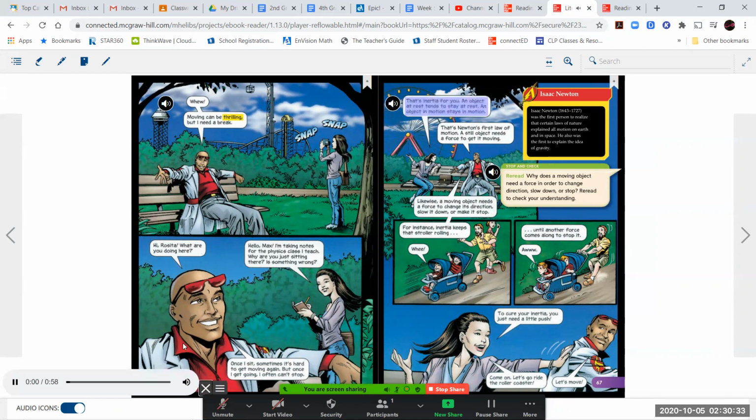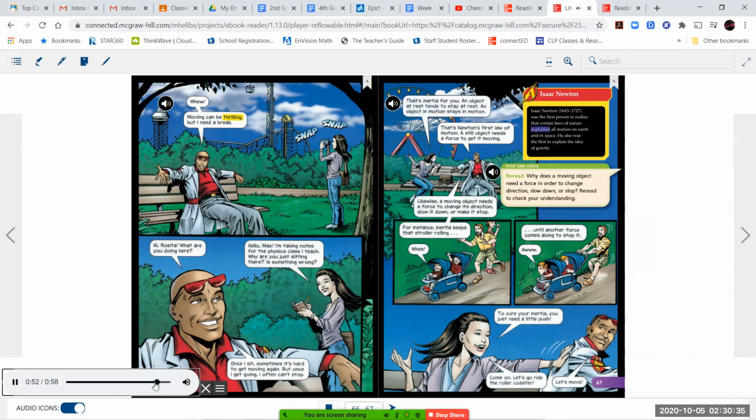That's inertia for you. Another explained all motion on Earth in 1727. The roller coaster. Let's move. Isaac Newton. Isaac Newton, 1643 to 1727, was the first person to realize that certain laws of nature explained all motion on Earth and in space. He also was the first to explain the idea of gravity.